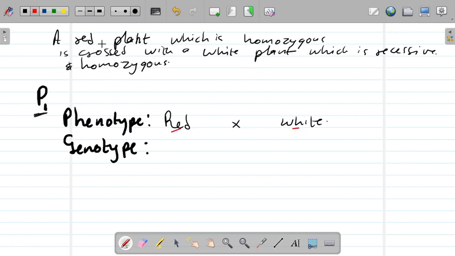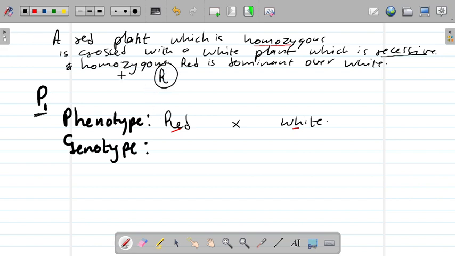Then, we wonder, what makes this one red and what makes this one white? We go back to our statement: a red plant which is homozygous. And red, in this case, is dominant over white. But it was put to you that the white one is homozygous recessive. Then we're going to use the letter R to represent this cross.